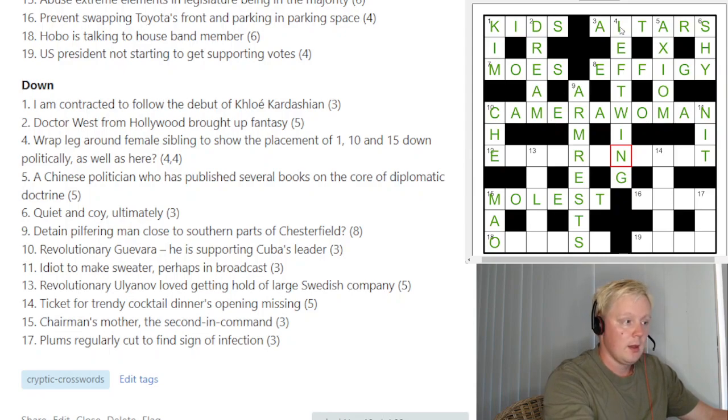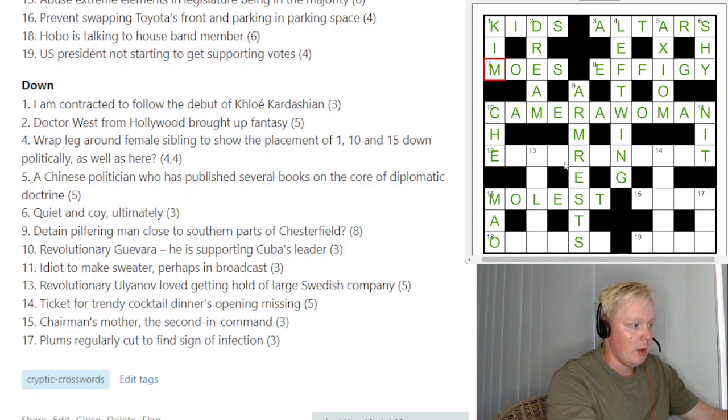And that is, first of all, the placement of Kim, Che, and Mao politically. They are in the left wing, but also the left wing of this grid is filled with those answers. So that's why it's as well as here, sort of like a mini theme here.